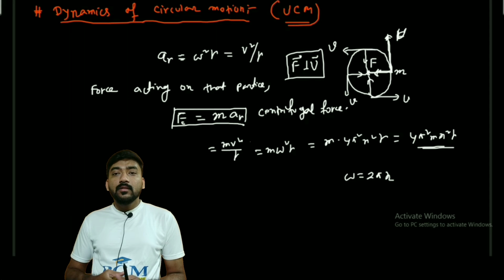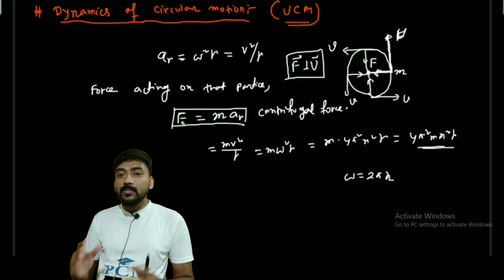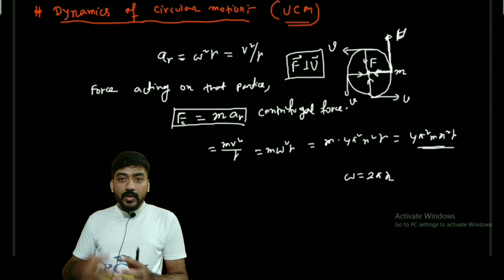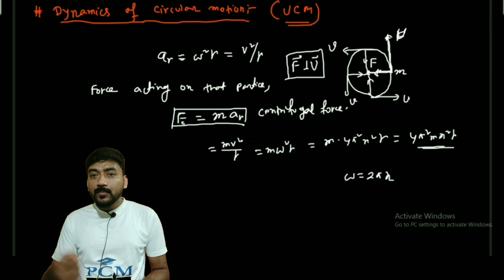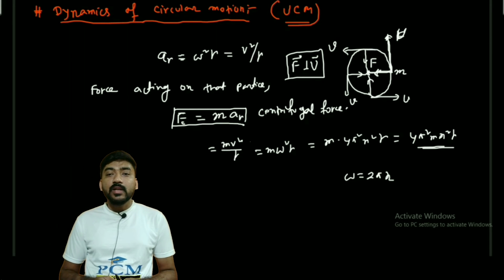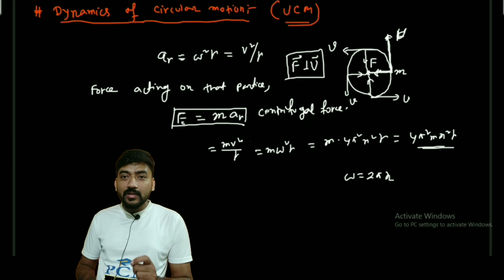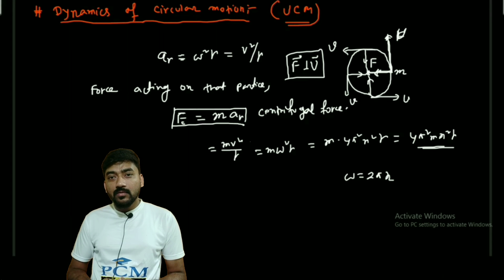So this is the main physical significance of the centripetal force: if you want to make a particle move along a circle, you have to apply a centripetal force at every instant of time. The particle needs this force so that it can execute circular motion.